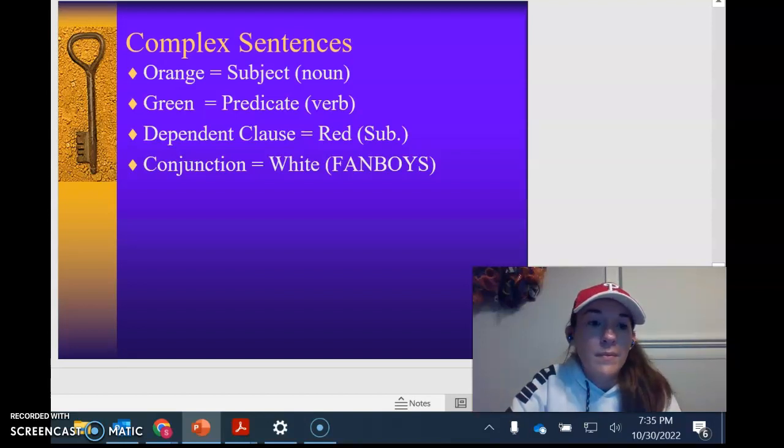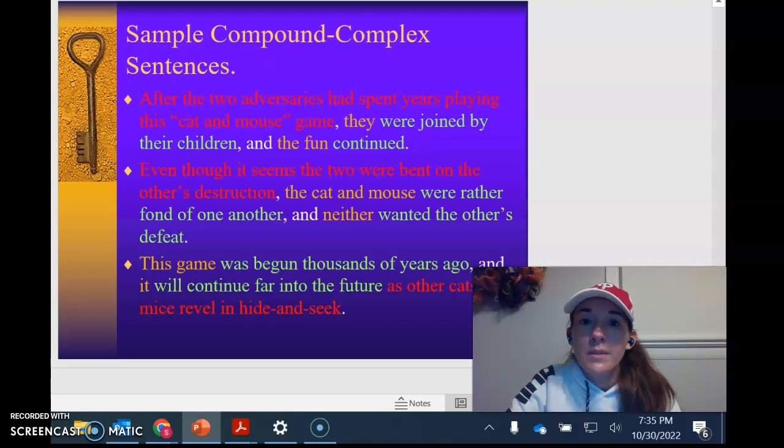So our examples of compound complex sentences. The first one, after the two adversaries had spent years playing this cat and mouse game, they were joined by their children and the fun continued. Even though it seems the two were bent on the other's destruction, the cat and mouse were rather fond of one another, and neither wanted the other's defeat.